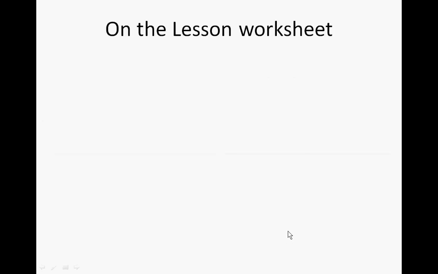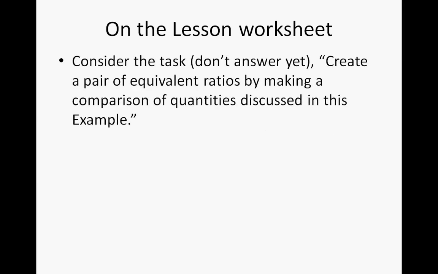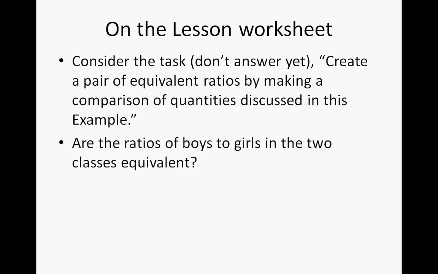All right, continuing on the lesson worksheet. We're going to consider the task, but we're not going to answer it yet. Create a pair of equivalent ratios by making a comparison of the quantities discussed in this example. So the example we're talking about is boys to girls. Are the ratios of boys to girls in the 2 classes equivalent? Again, you're going to have to look at your table and decide whether they are or are not.